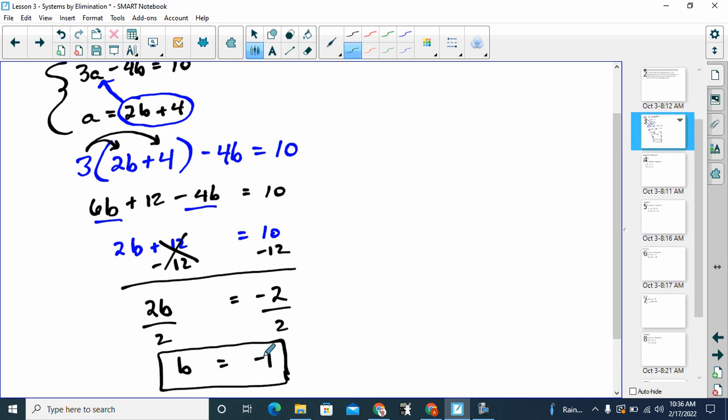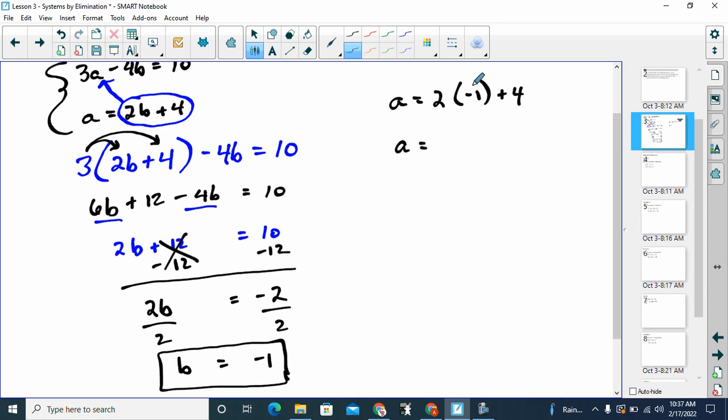Once we get one of our variables, in this case b, we need to get the other one. We get the other one by plugging negative 1 back into one of the original equations. It does not matter which one, although the one that is solved for one of the variables is generally the easier one. So if I plug negative 1 in right there for b, it would say a equals 2 times negative 1 plus 4. I replaced my b with what b is equal to. I put negative 1 in for my b.